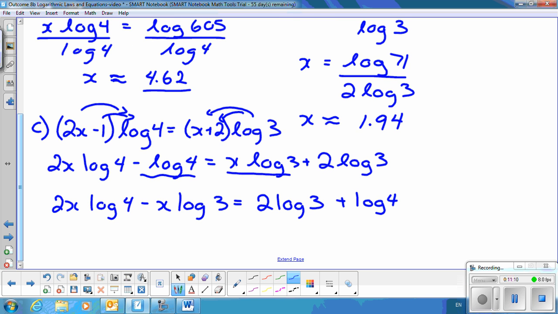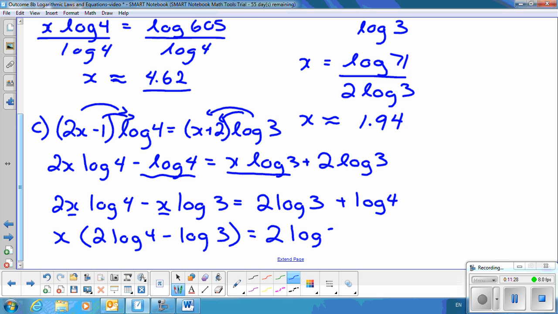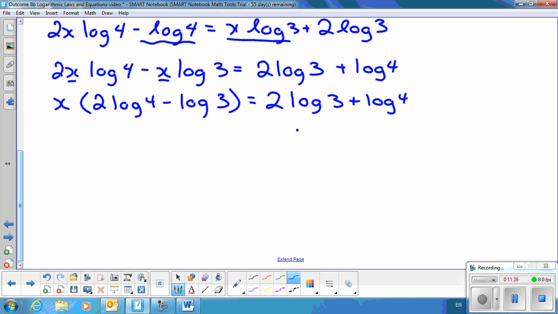On the left-hand side, I have a common factor here of x. So if I factor that out, it will separate it from the logarithms. I'm left with 2 log 4 minus log 3. The right-hand side is not going to change. Some of these can get fairly long with lots of steps. To get x by itself, I'm going to divide by those brackets. So divided by 2 log 4 minus log 3 on both sides.